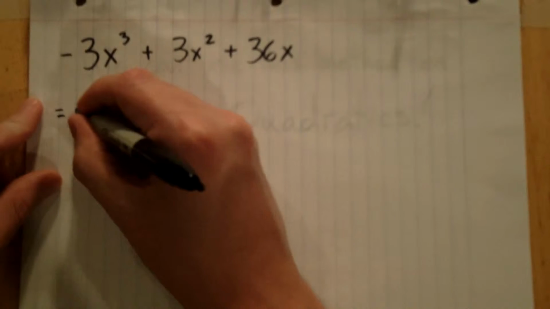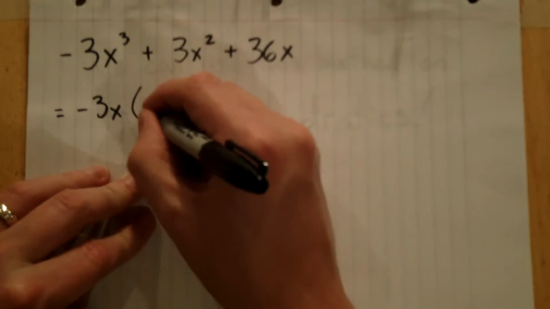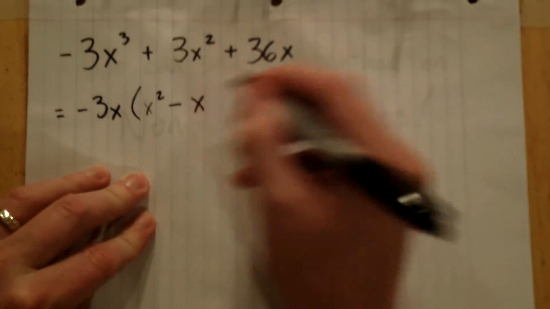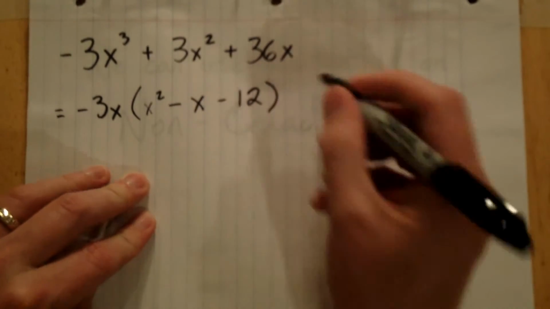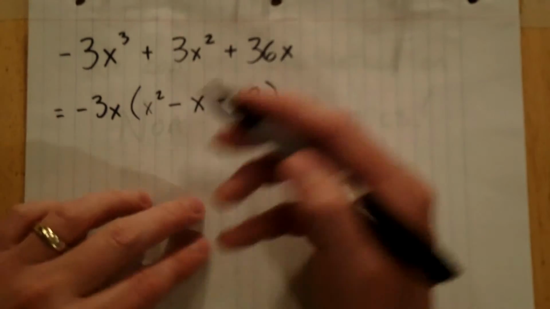So let's rewrite it with a negative 3x on the outside. Left over inside, we'll be left with an x squared minus x minus 12. And this is indeed a quadratic, and the leading coefficient is a 1. So let's use the method we've been using.